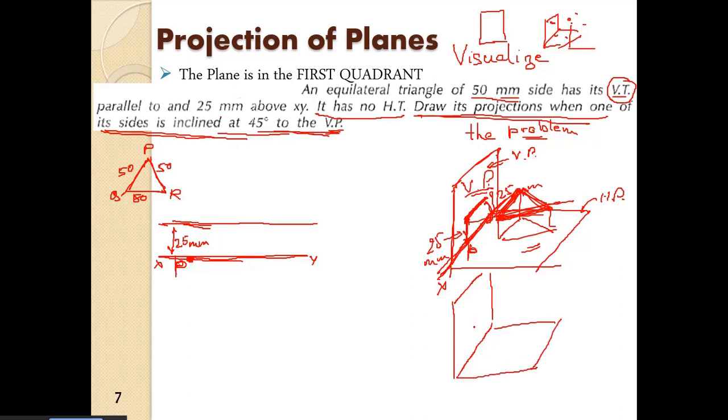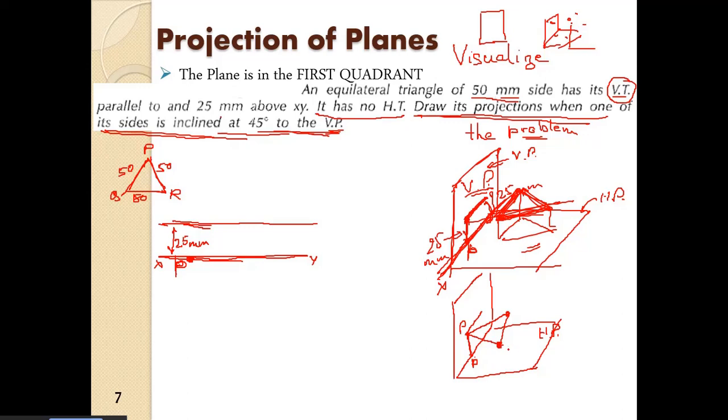So we have the plane, we have the trace, right? From here we will consider that one edge is making an angle of 45 degree, and we will draw the other two edges like this. Since it is given it has no horizontal trace, that means it is parallel to the horizontal plane. So we will draw the projection. This is the point P, so I will have the top view projection of the point P here.